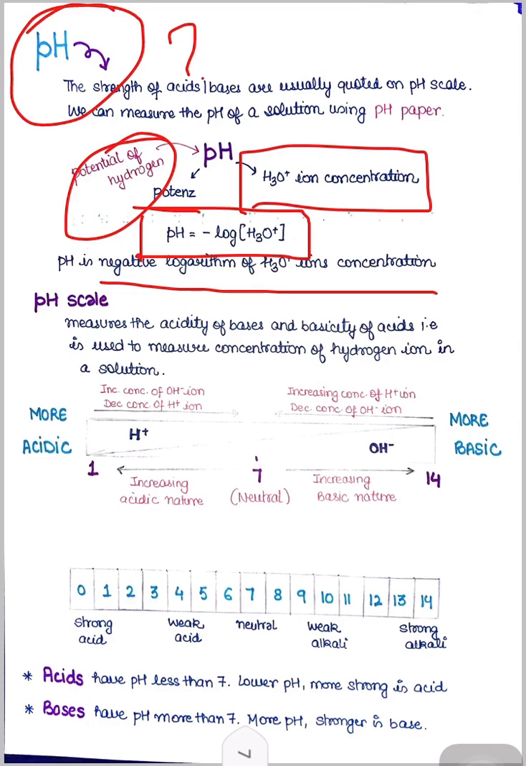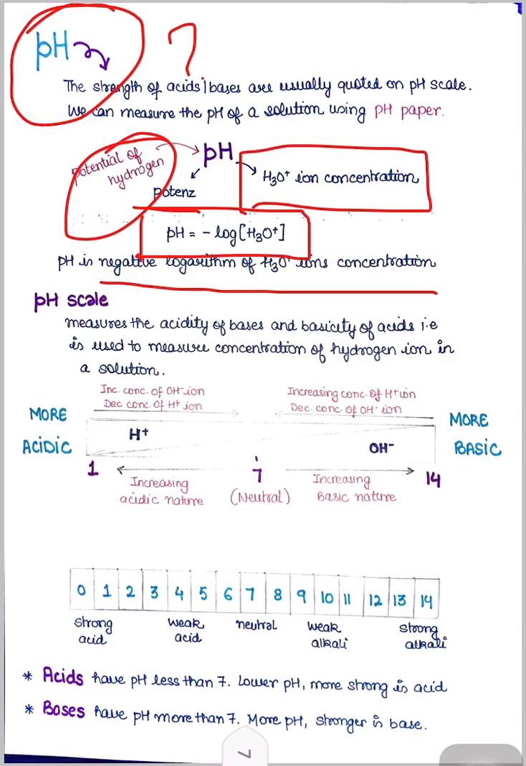Now what does this pH do? pH is used to determine the strength of an acid or a base. That means if an acid is strong or weak, how can we know that? We can just use a pH paper.